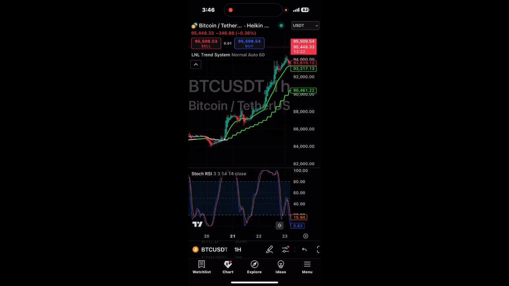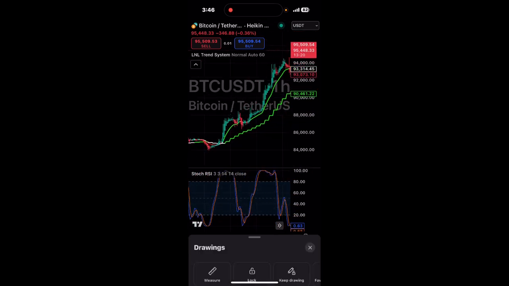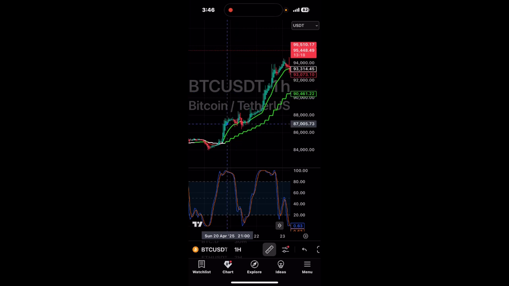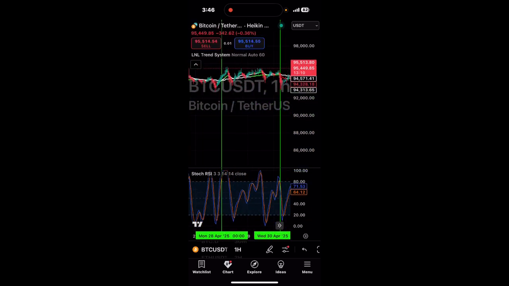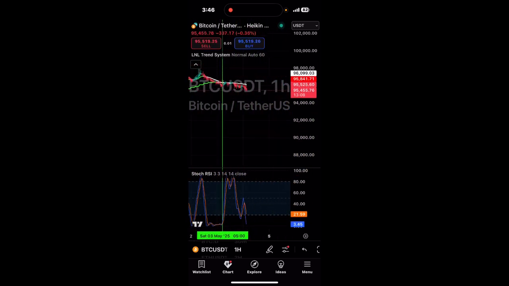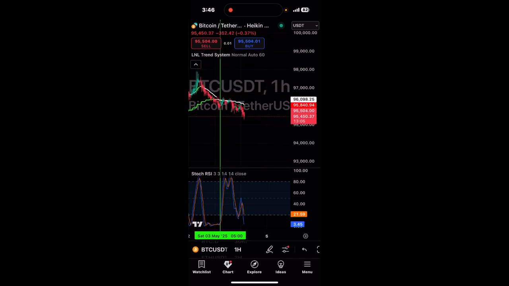Basically, this was another time that it crossed right here. You rode it out right here, and this would have been profit on a buy order. So what happens when you miss the cross, basically?